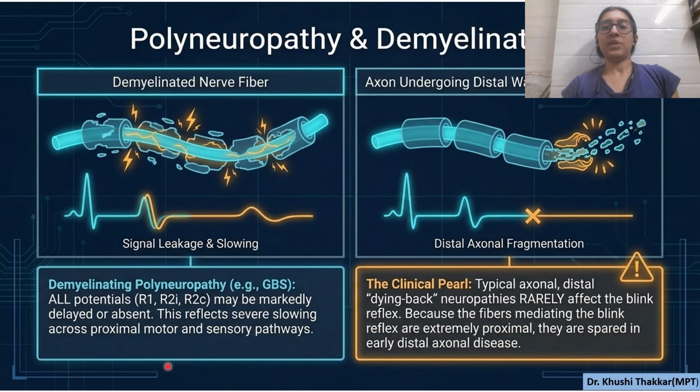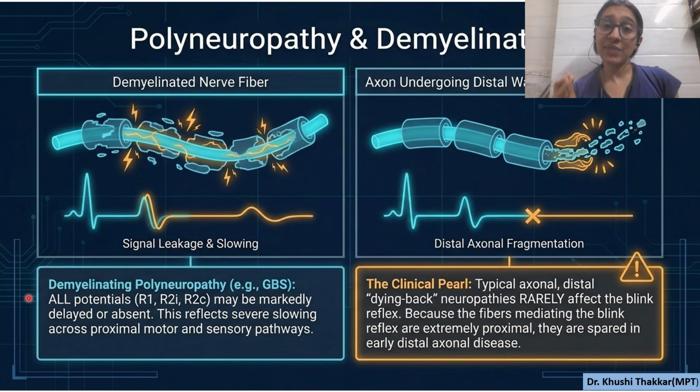Coming to polyneuropathy and demyelination. Now we know demyelination causes the loss of the protective covering, the myelin sheath. So signals get leaked around into the surroundings, into the plasma. The leakage is going to cause slowing of the conduction velocity. So there will be all the stimuli, for example, in GBS.